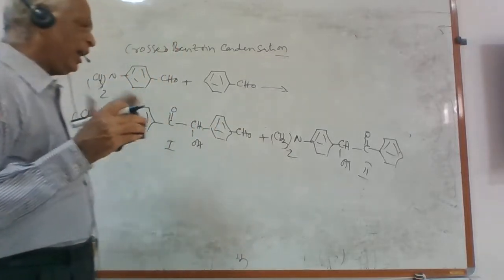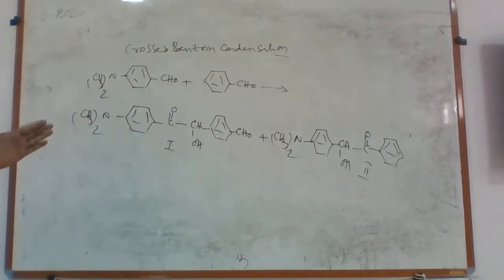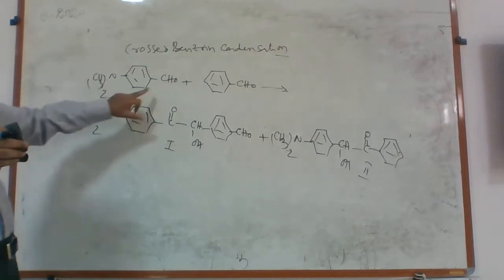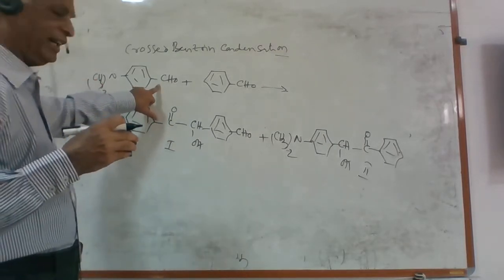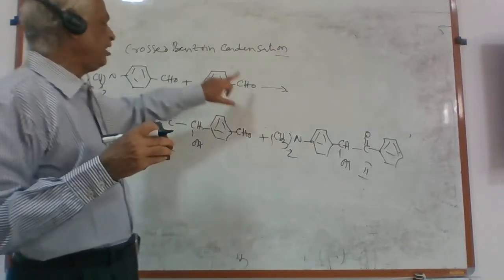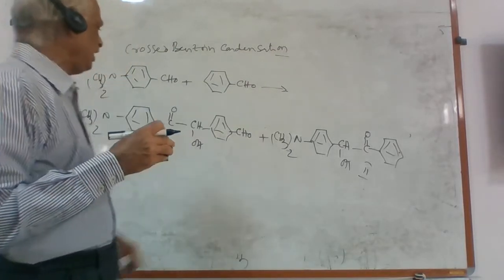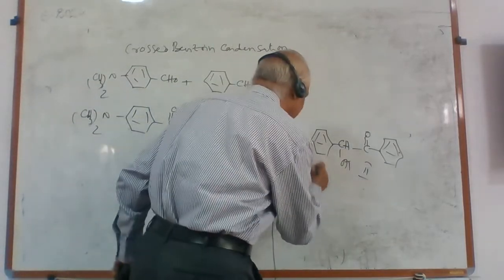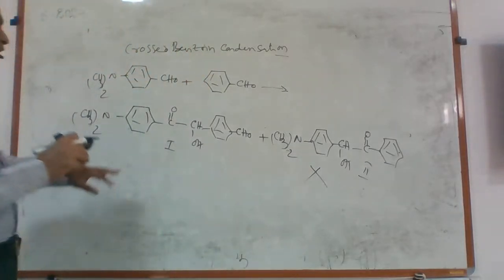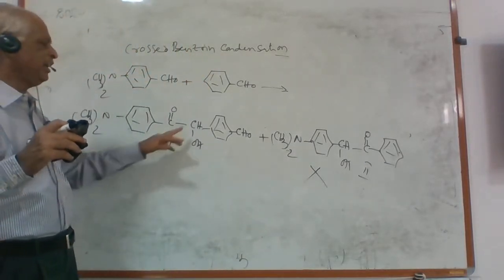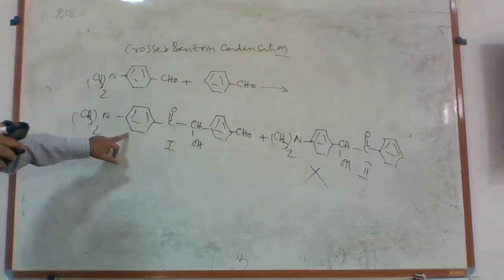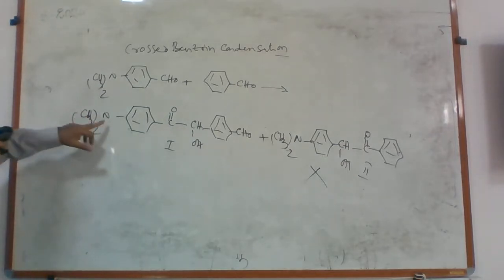group. Already we have seen the mechanism: if you control the reaction and do it carefully, you can generate a carbanion from para-dimethylaminobenzaldehyde. That carbanion can be accepted easily by benzaldehyde, forming product number 1. That means product 2 is not possible. That means you have a benzoin in which the alcohol is attached to the benzene ring, and the keto group is attached to the benzene ring having the para-dimethylamino group.